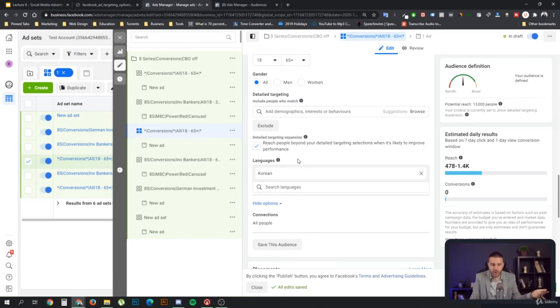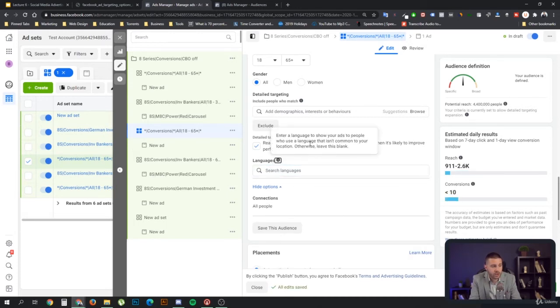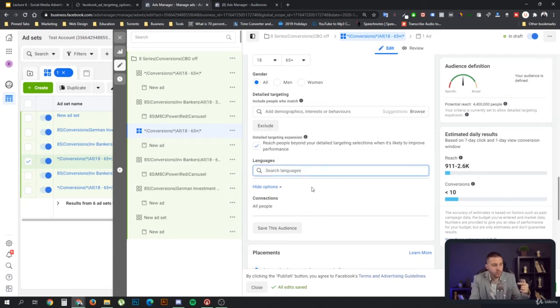For example, in my profile, I can say that I speak Italian. However, that's not true. And then if Italian is selected, I may or may not see that ad depending on how things work. So it's really not clear how this works exactly. Facebook's recommendation is to enter the language to show your ads to people who use a language that isn't common to your location. So what you would do is select a specific language. Let's say I'm targeting the Korean community and my ad is in Korean, even though I'm targeting the United States, then I would select Korean.